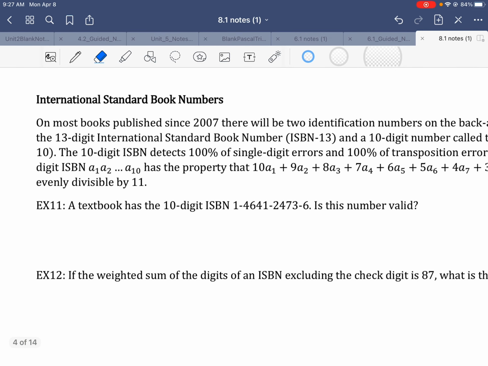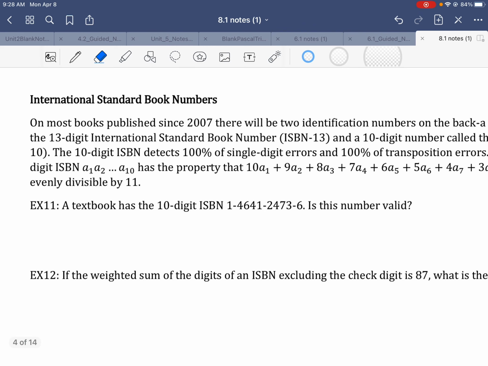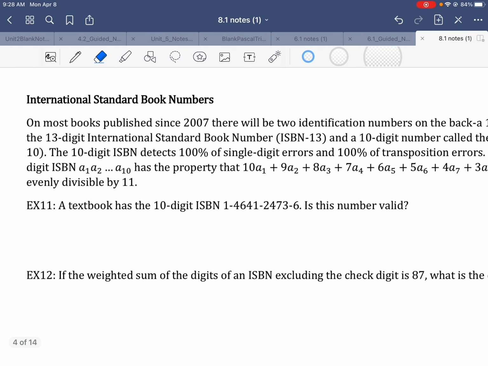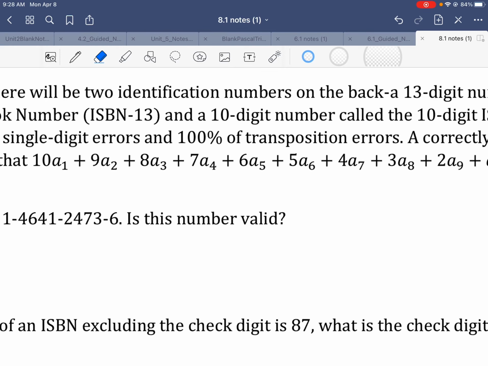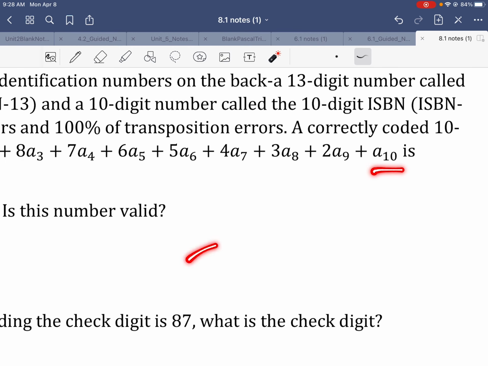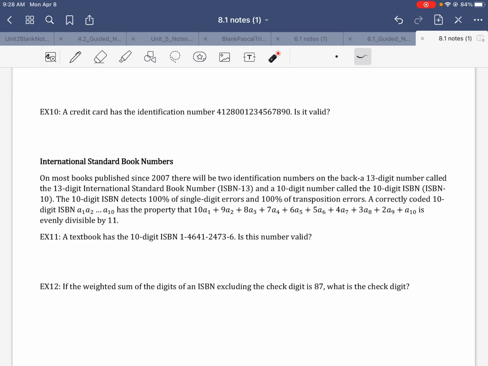called the 13-digit International Standard Book Number, or ISBN 13, and the 10-digit number called the 10-digit ISBN, or ISBN 10. The 10-digit ISBN detects 100% of single-digit errors and 100% of transposition errors. A correctly coded 10-digit ISBN, A1, A2, A3, etc., has the property that 10 times your first number plus 9 times your second plus 8 times your third plus 7 times your fourth, and it just keeps going down until you get to your last number. Once you have that, it needs to be evenly divisible by 11.